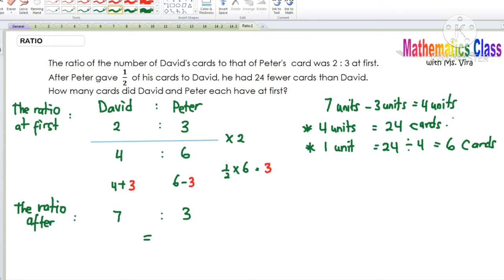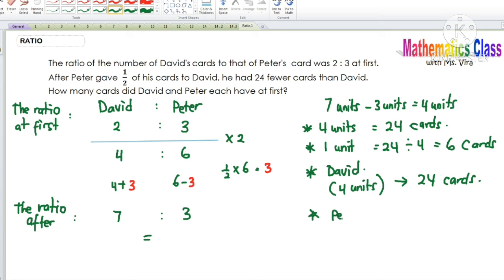Since the question asks how many cards David and Peter each had at first, you can see David's ratio at first was 4 units. And we found 4 units represent 24 cards. So David had 24 cards at first.